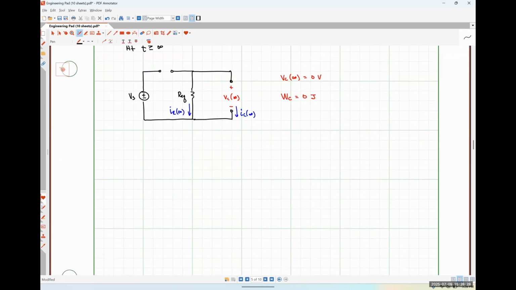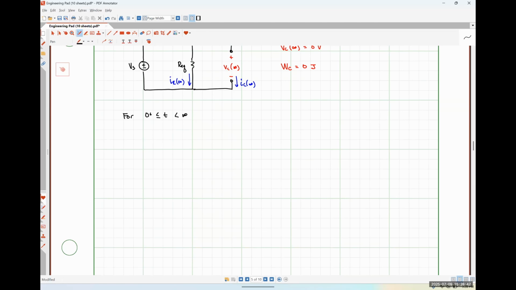So now let's figure out what's going on mathematically for 0 plus less than t less than infinity, which is our transient condition. So we have our voltage source disconnected. Here's our equivalent resistance. Over here is our equivalent capacitance.